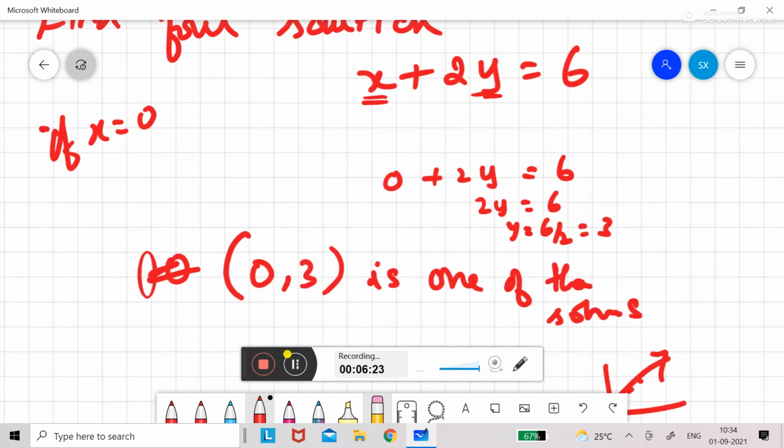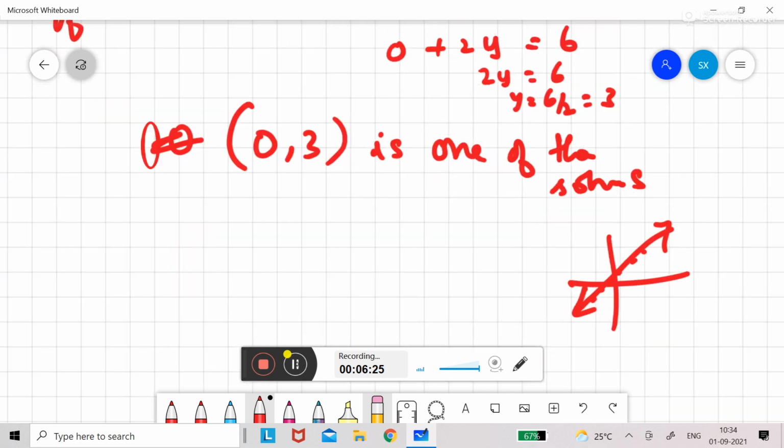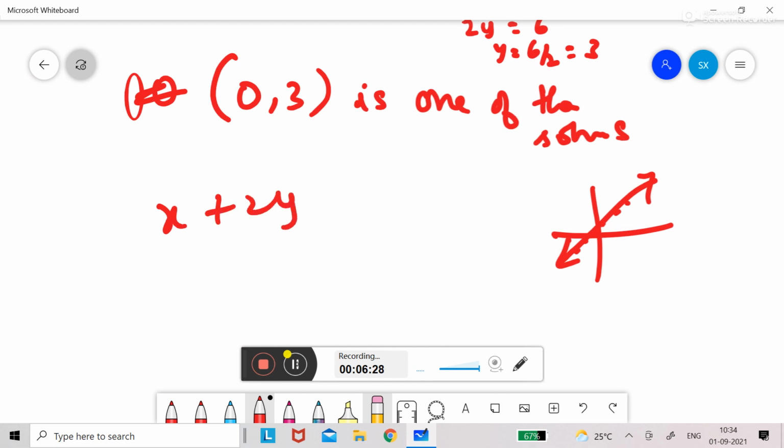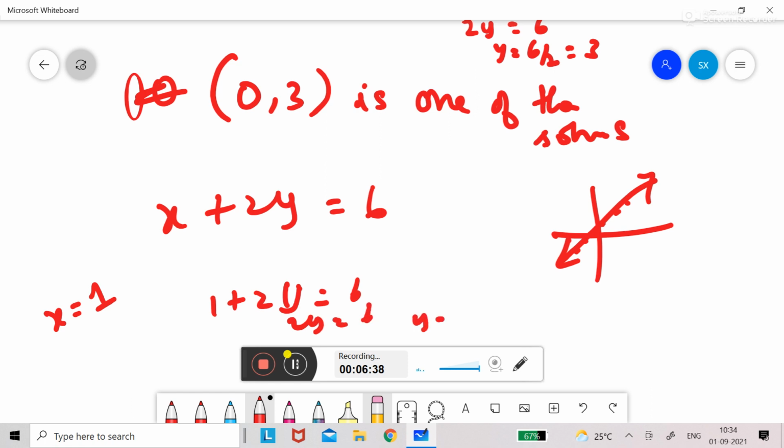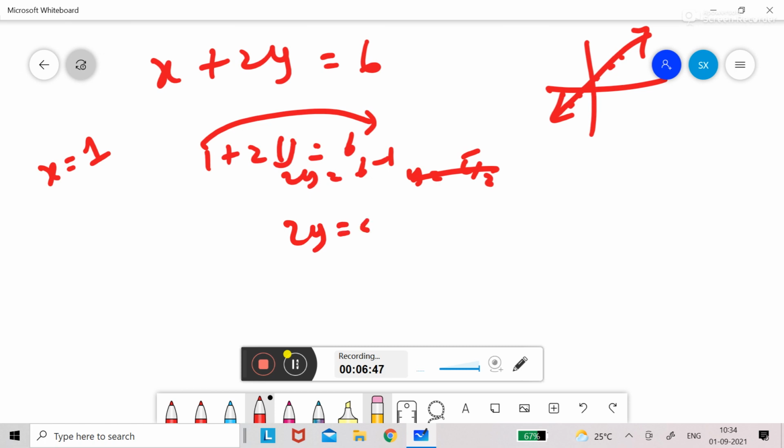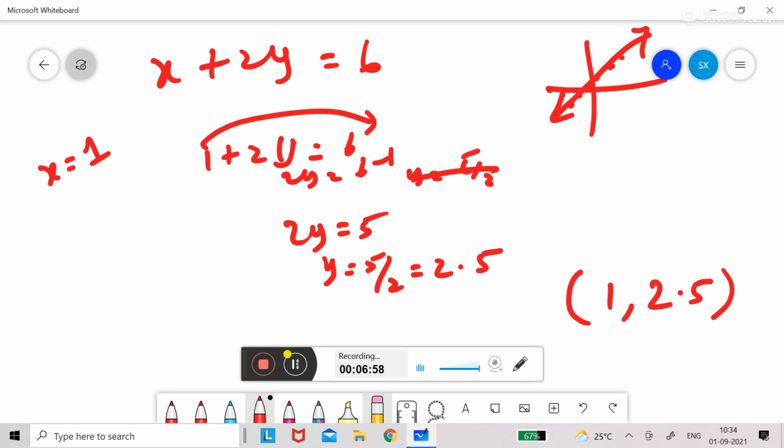Now another solution. We can find four solutions because the question asks for four solutions. Same equation, x plus 2y is equal to 6. Now when I put x is equal to 1, what will happen? I get 1 plus 2y equal to 6. Bring this 1 to this side, it will become 5, right? 2y is equal to 5 and y is equal to 5 by 2. 5 by 2 is nothing but 2.5. We can write it like that. So another solution is (1, 2.5). If you feel you don't want to mix in decimals, you can neglect this and write another solution.